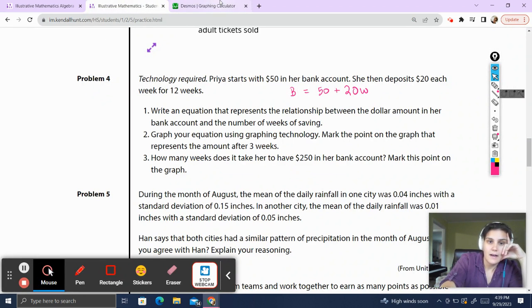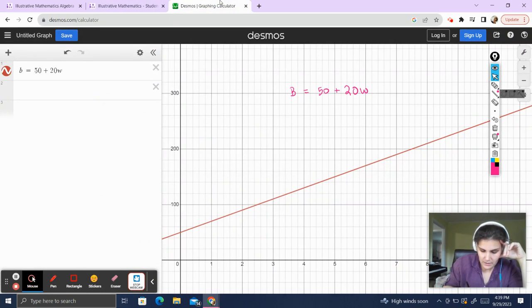Mark the point on the graph that represents the amount after 3 weeks. Well, after our first week, it's this much. Second week is this much. Third week is this much. So I would mark this. And we see that she has a little bit more than $100 after 3 weeks. All right, let's go on to the next question.